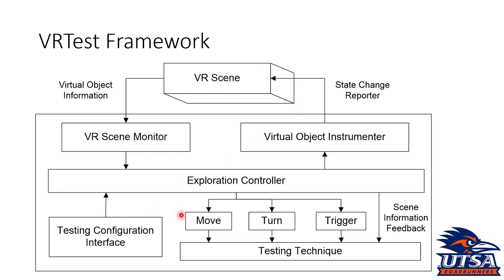The exploration controller has three callback functions: move, turn, and trigger, and they support different testing techniques. For each test technique, you implement the move, turn, and trigger callback functions, so that you can control how the camera moves and triggers objects in the VR thing. We also have a test configuration interface that gives some basic information that the exploration controller needs to follow.